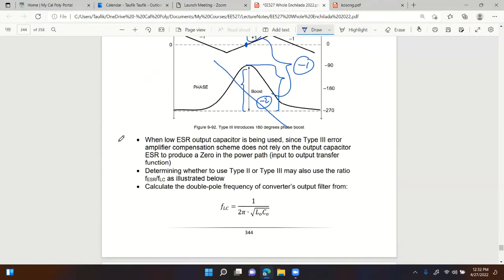And this is the case I just explained earlier. When you have low ESR output capacitor, then type 3 would not rely on the location of the ESR zero, right? Because again, type 3 would introduce you to the +1 slope. So the overall slope will be -1. Any questions?